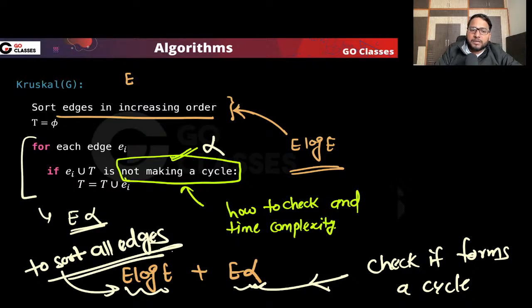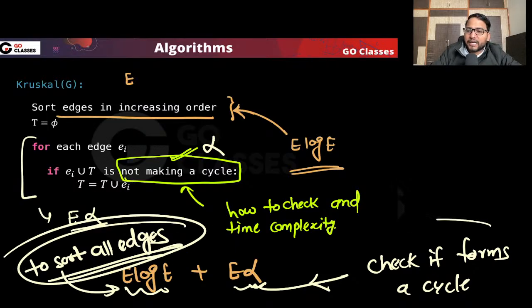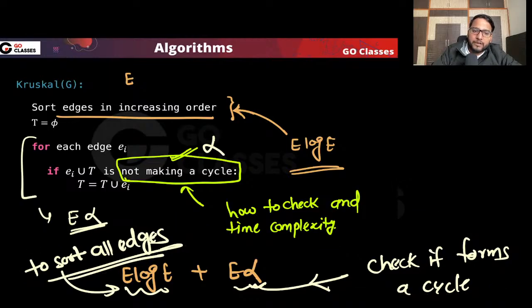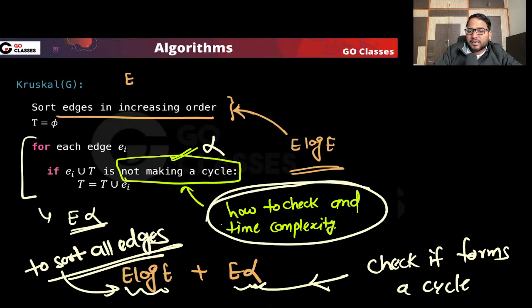Let me know if this is fine. This is to sort all edges. This is to check if it is forming a cycle or not. So this is Kruskal's time complexity. But the question is still open, that how to check and what is the time complexity, right?